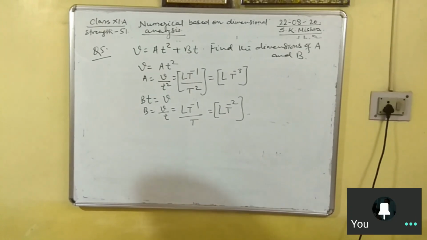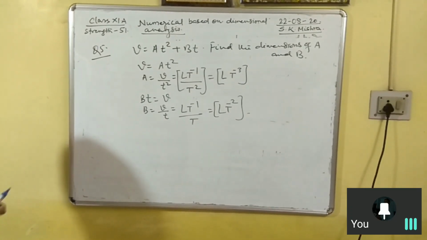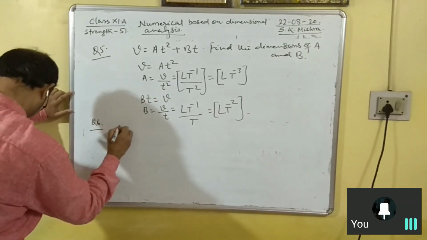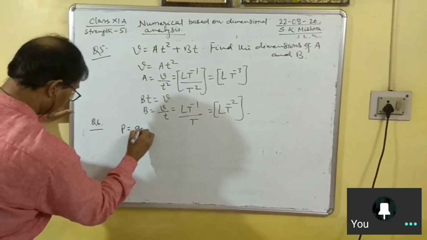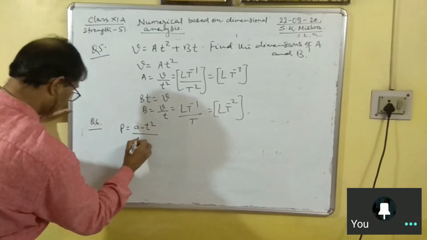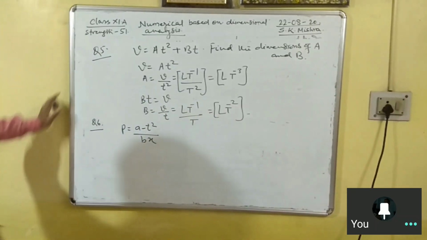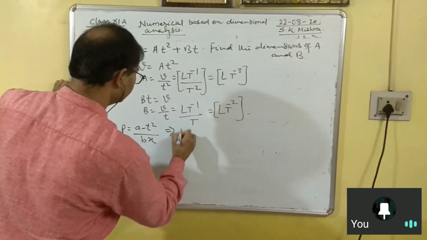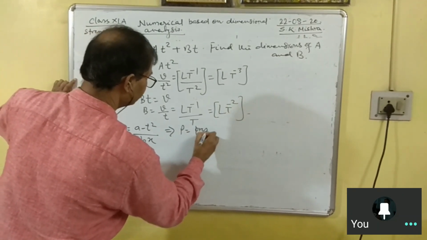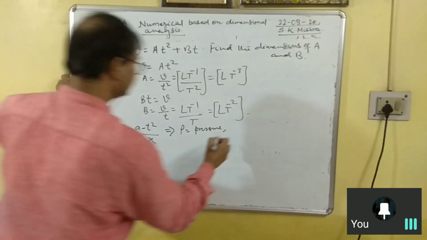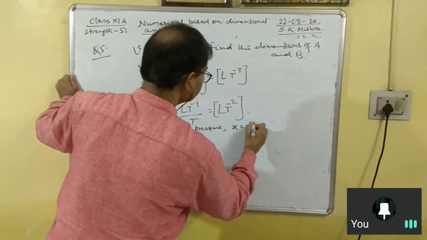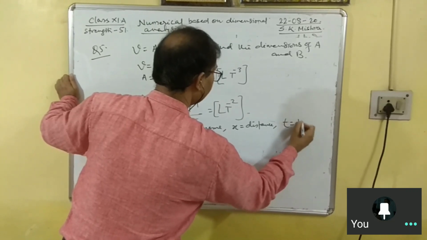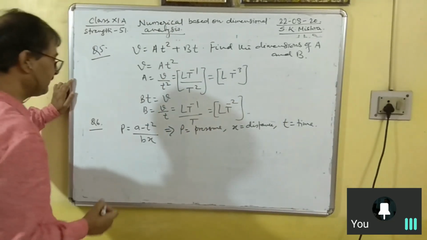Now, if I ask you a question, that is, pressure P is equal to A minus T square by Bx. P for pressure, T for time, X for distance. So every time I need not write what P is. What is P? Pressure. What is X? Distance or length, whatever, and T for time. Now find the dimension of A and B.